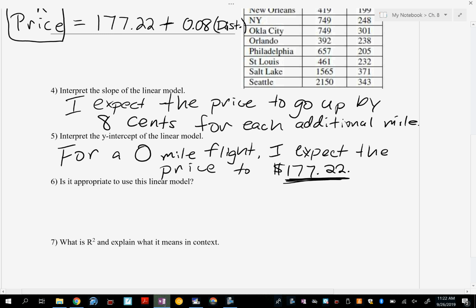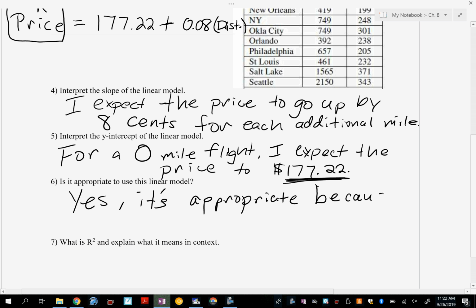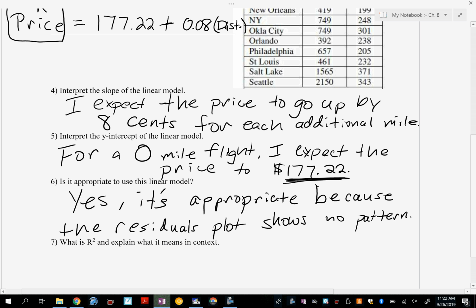So when you write down your answer for number 6, you're going to say, yes, it's appropriate. And please, tomorrow on the quiz, tell me why. It's appropriate because the residuals plot shows no pattern. Yes, Leslie F. If you put no, you could still be right. I'm checking.